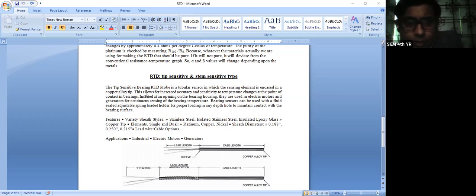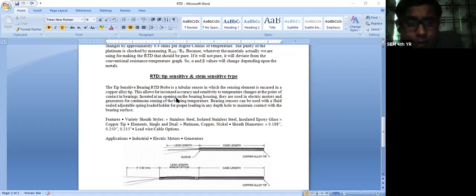So the tip sensitive bearing probe in the tip sensitive RTD is a tubular sensor. It is constructionally tubular, a tube kind of thing in which the sensing element is encased in a copper alloy tip, meaning a copper alloy tip on top, and further the material which is to be sensed is connected to it. This allows increased accuracy and sensitivity to temperature changes at the point of contact in the bearing. You need to remember, without contact it is not able to sense the change.